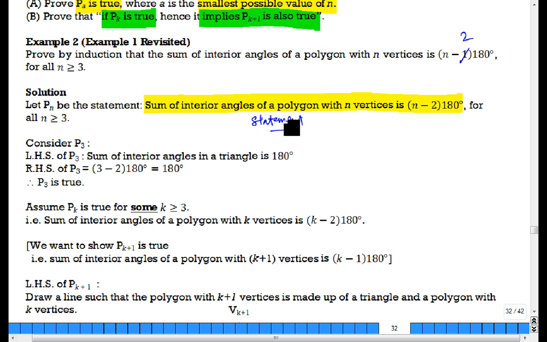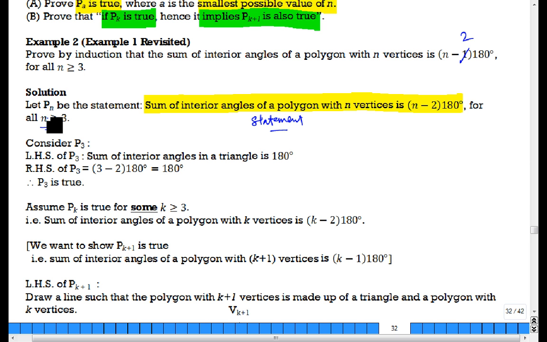First step is this. Consider P3. That means for n, the smallest value of n. You consider the smallest value, because you want to consider the first domino. No point starting from the second domino. You must start off from the very first domino. But in this case, the smallest n must be 3, because it can only be a triangle. With only 2 vertices, it's a straight line. It can't be a polygon.